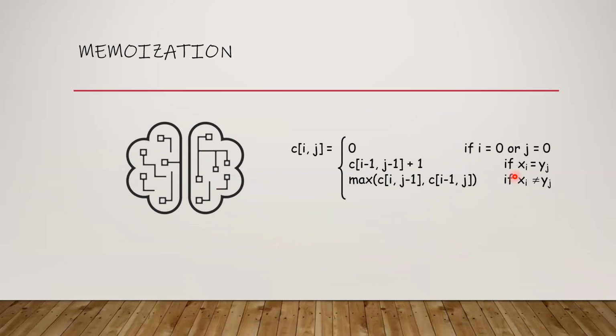So if i or j is 0, then it returns 0. If the values in the subsequence match, we take the value that is stored in the top diagonal and add 1 to it. And if the values don't match, we take the maximum value from the left and top of that index. Now let's see the simulation.